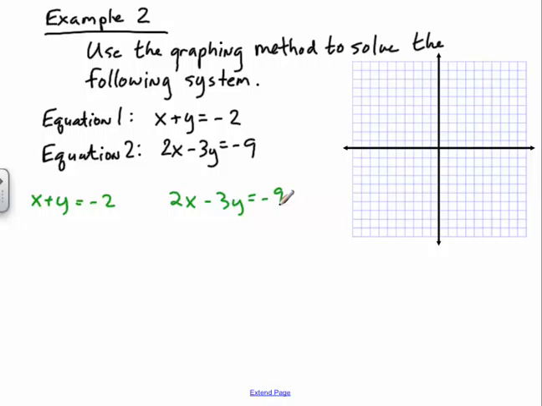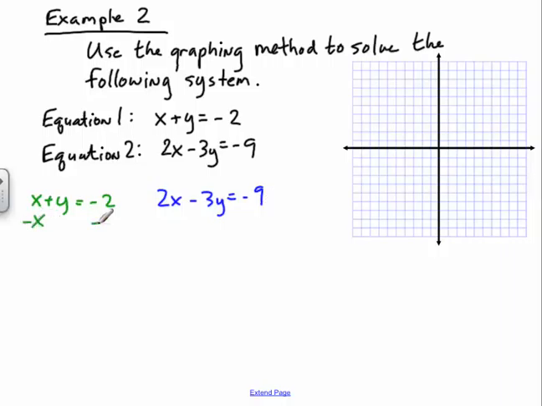You know what, I'm going to write that in a different color, because we'll graph them in those colors and we'll know which ones we're talking about. So this is 2x minus 3y equals -9. Now, first thing I need to do here is I need to put them in slope-intercept form. So I'm going to work on the green equation first.